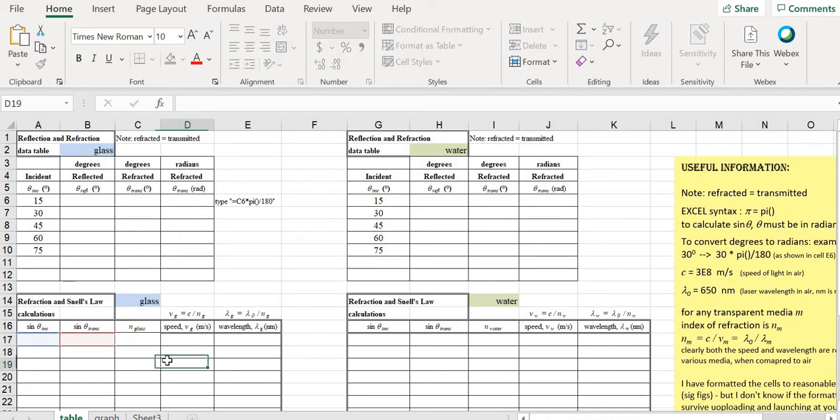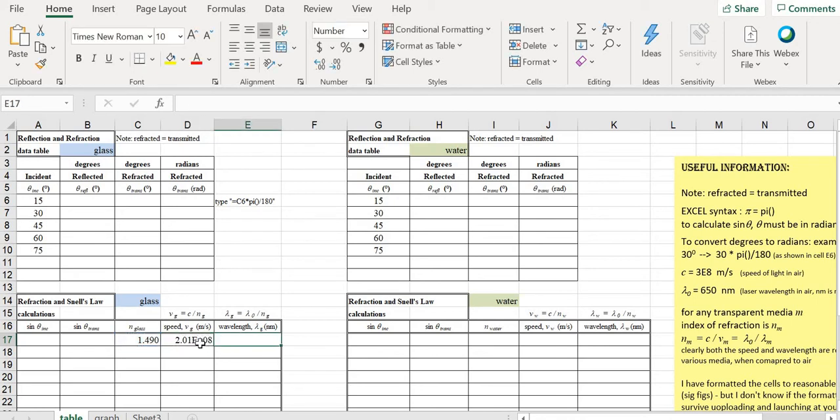You should. Now, let's say you get a number here, which should be close to 1.48, 1.49, 1.50, 1.51, something like that. It'll be close to 1.5. Now, how do you get the speed? You say equals the speed of light in vacuum or air, that's 3e8 meters per second. We're going to use scientific notation. Divide by this number. Boom.